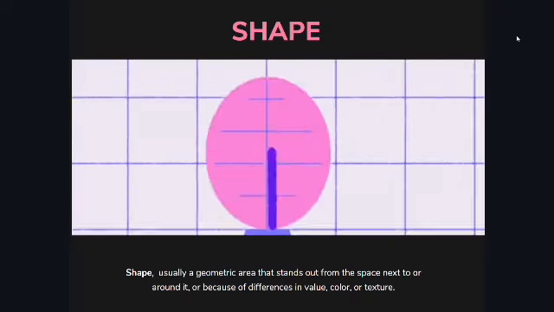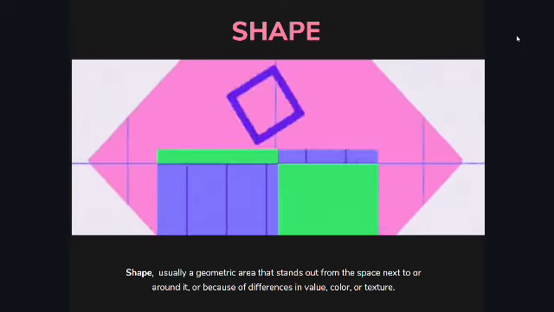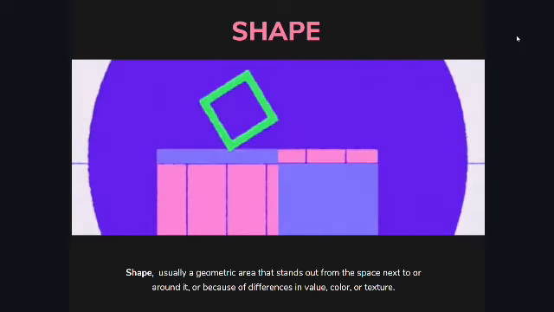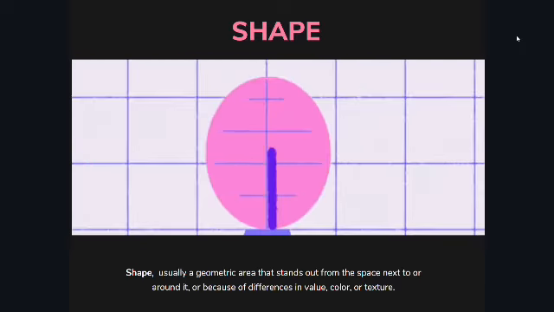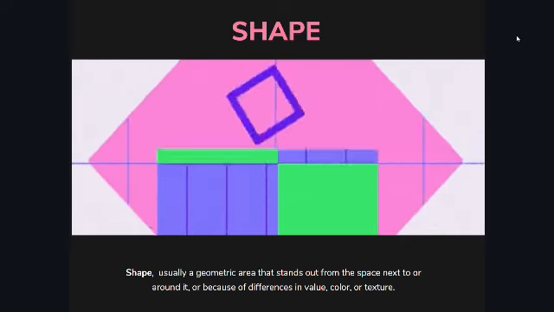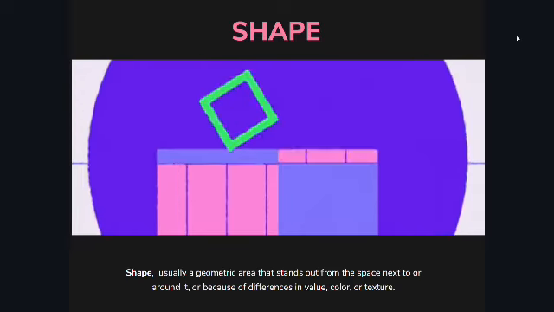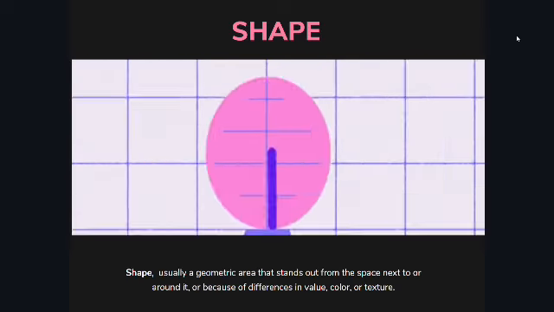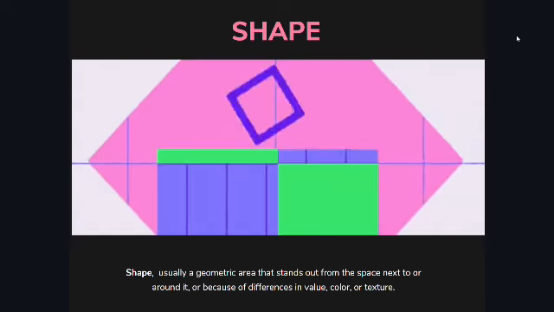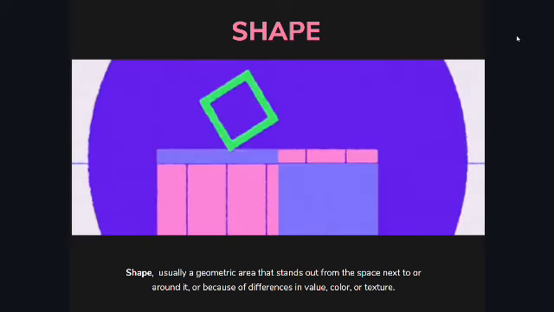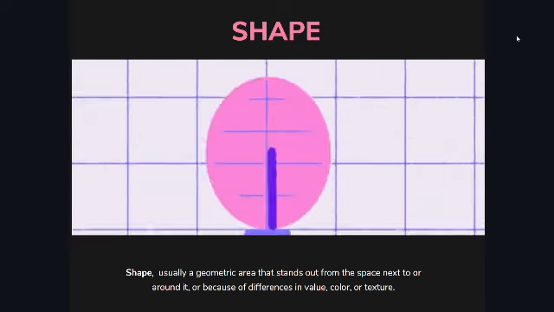Now, let's proceed to shape. Now we have the line, so we can create a shape. Now what is shape? Shape usually is a geometric area that stands out from the space next to or around it, because of difference in value, color, or texture. In simple explanation, when we create a line and we connect it, now we can create a shape.